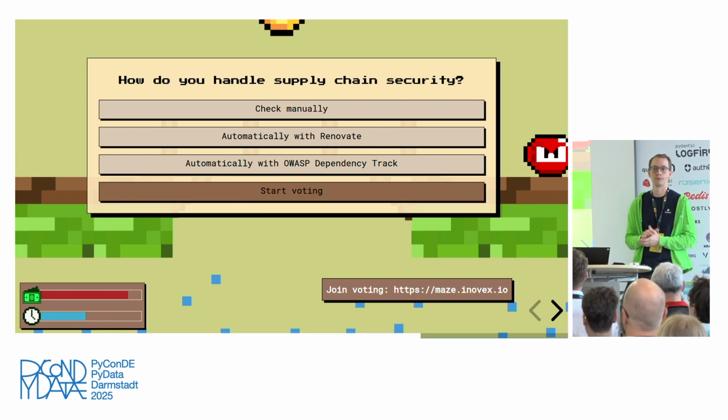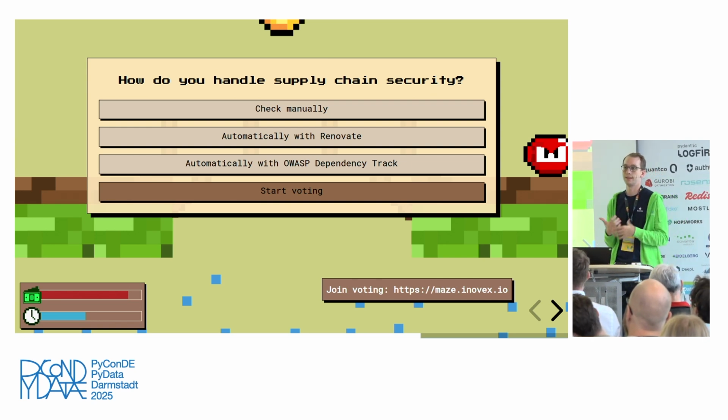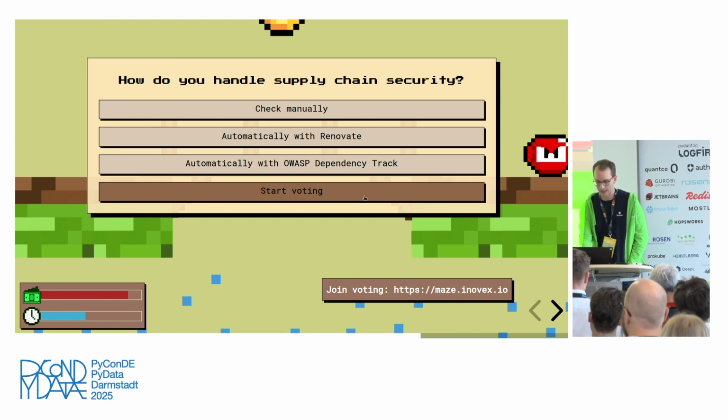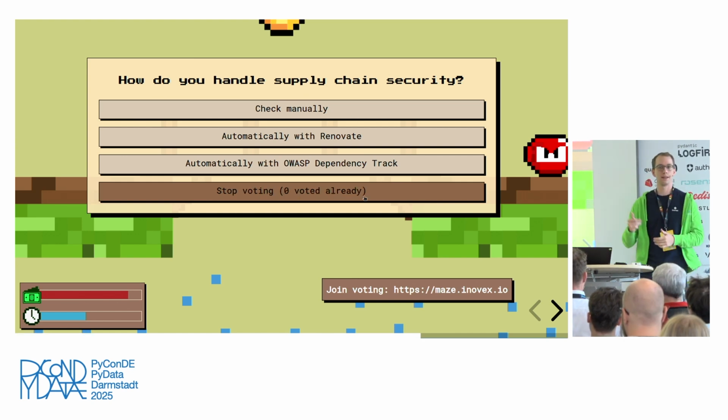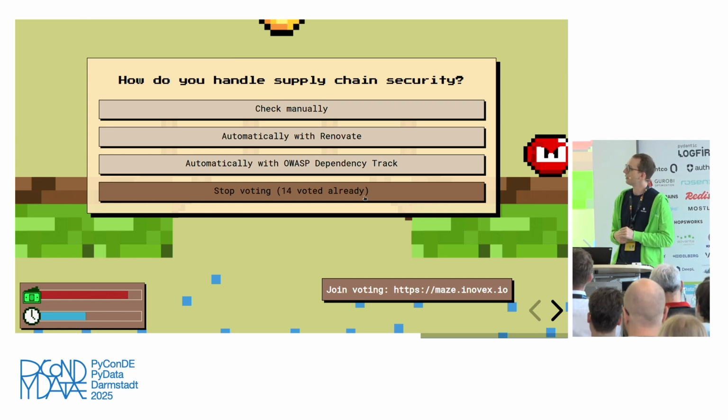Also a big thing in developing software is, of course, software supply chain security. With all the different libraries and frameworks you're using, you want to make sure that they do not have any security problems. So how do you want to tackle this? Do you want to check them all manually, go through your package.json or requirements.txt and check if everything is up to date?